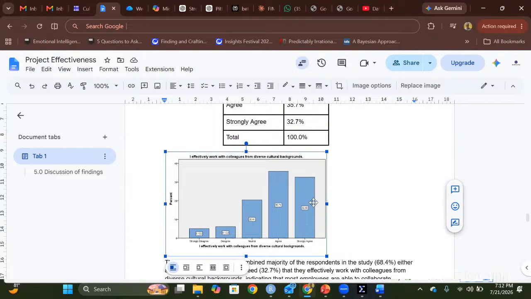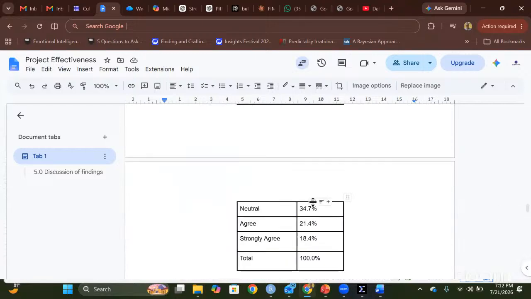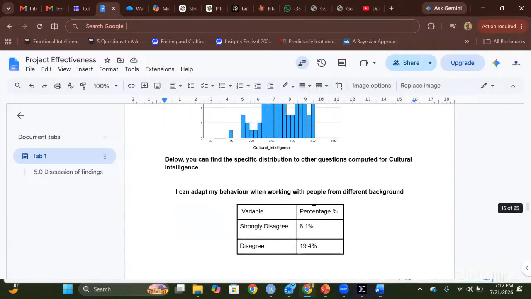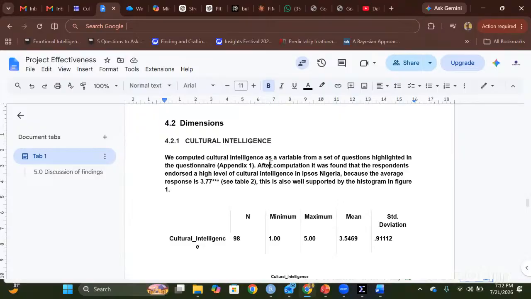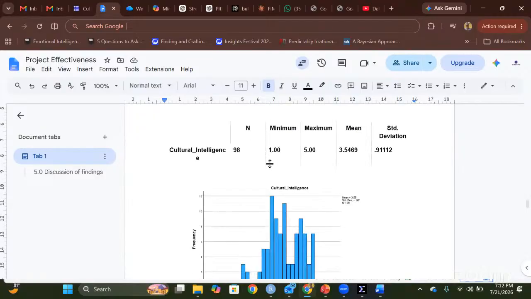What we usually do is that I would download this as a Word document. I don't work on Google Docs because it's not very efficient for my time. Okay, so that's all. Any question?